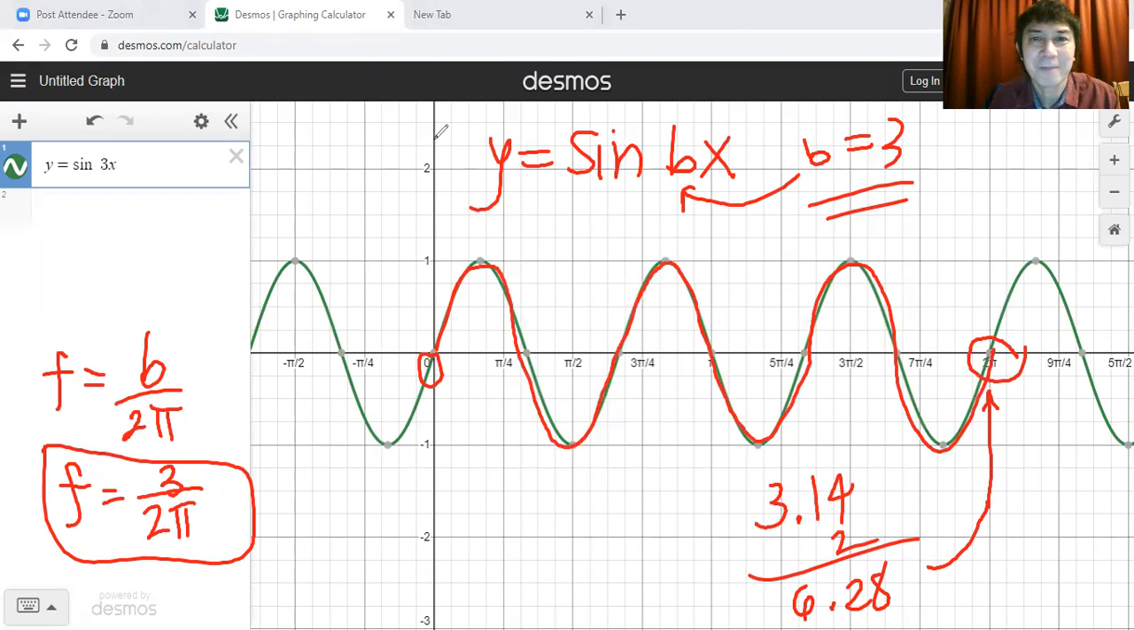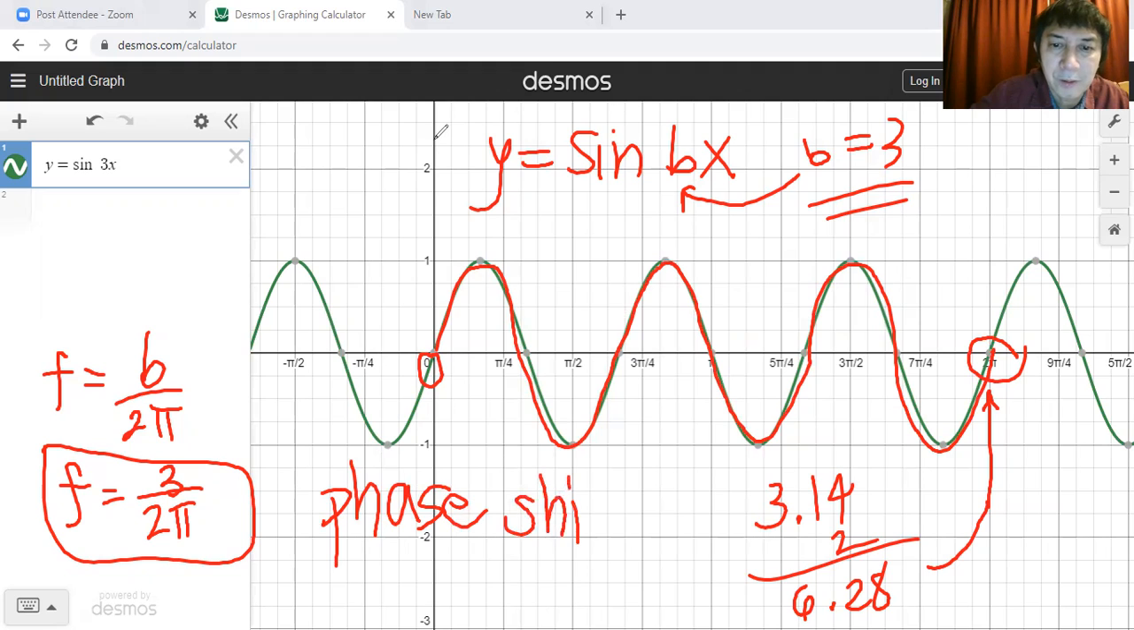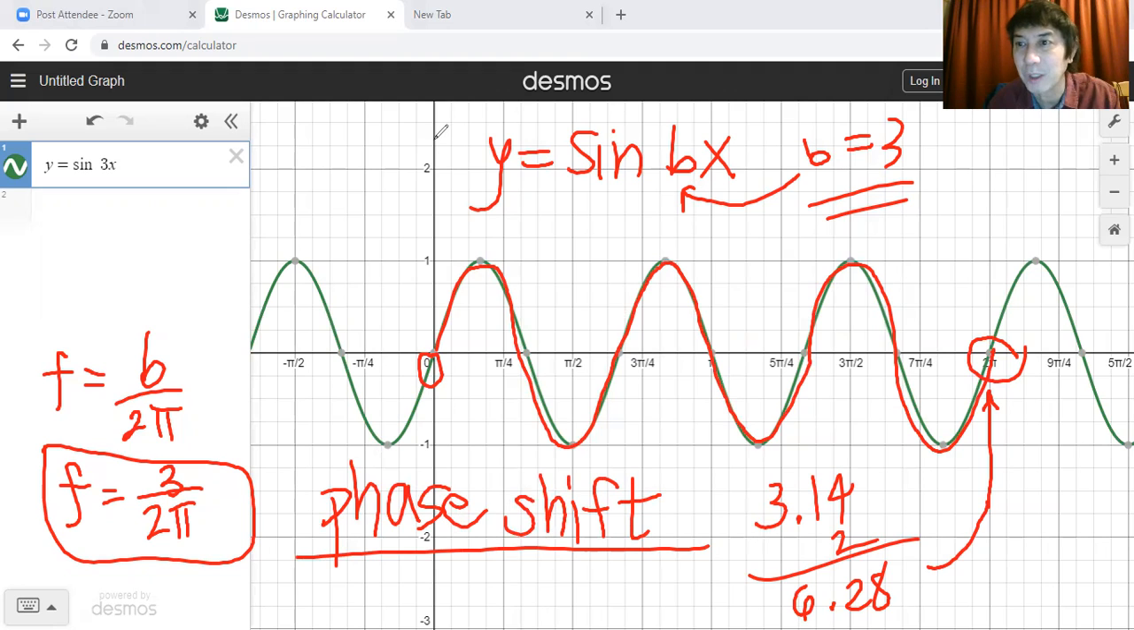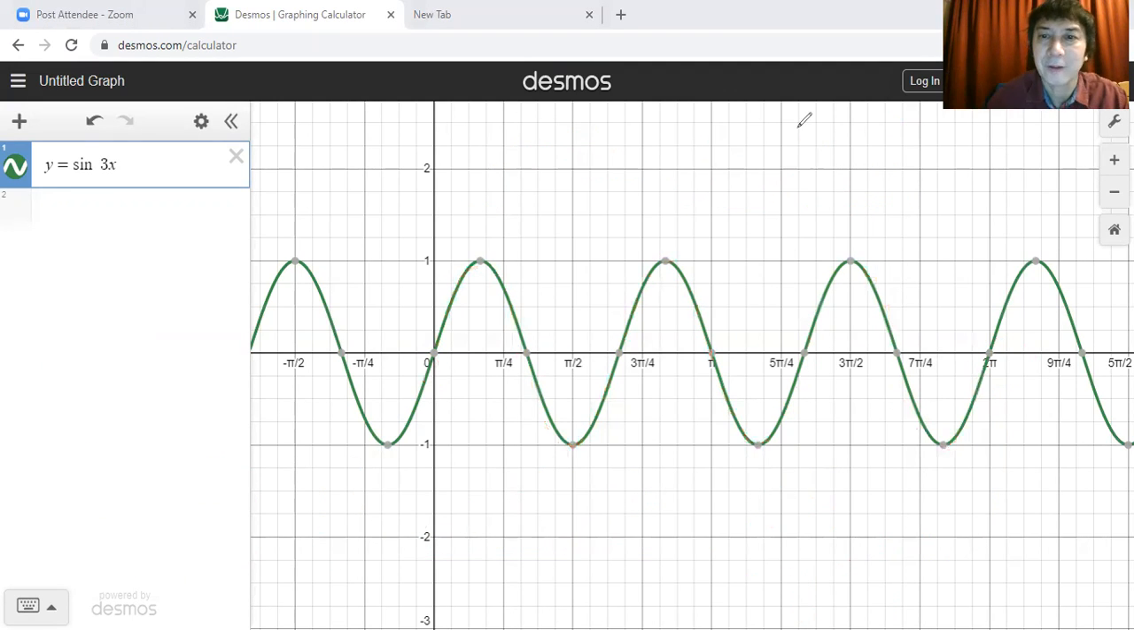So let us now proceed to the horizontal shift or horizontal translation. This is called a phase shift. We're going to change something in our formula. Let me clear the writings. I hope this part is clear. Now let's return to the original equation.